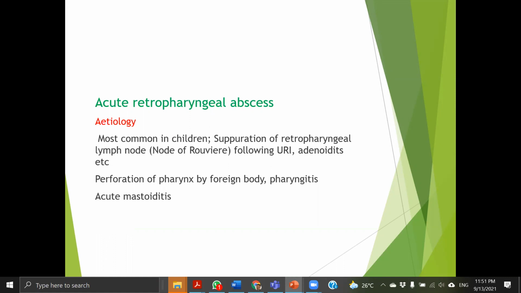Etiology: most common in children due to suppuration of retropharyngeal lymph node following upper respiratory infection, adenoiditis, etc. Perforation of the pharynx by a foreign body or pharyngitis can also cause acute retropharyngeal abscess. Another cause is acute mastoiditis.